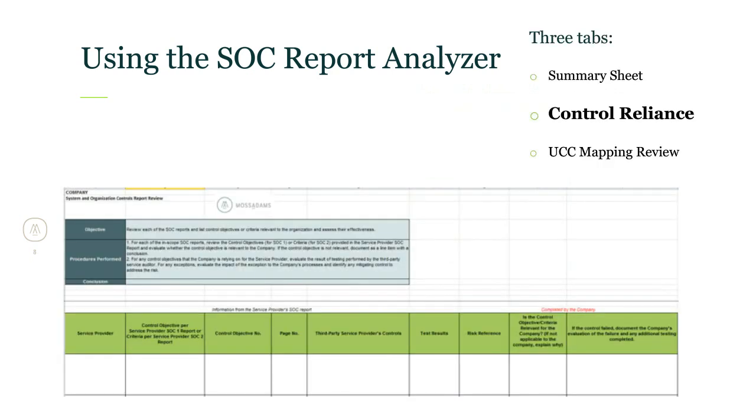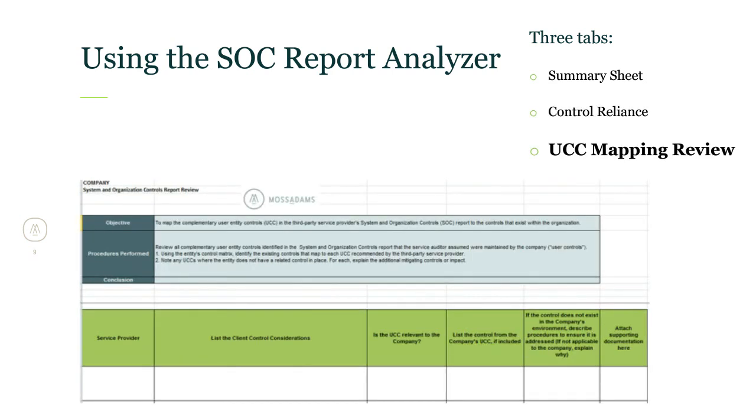This is the Control Reliance tab, where each of the control objectives for SOC 1 or criteria for SOC 2 will be evaluated for relevancy to the company and assessed for their effectiveness. This is the Control Consideration Review tab to review the complementary user entity controls specified in the service organization's report and to map to the existing controls within the organization.